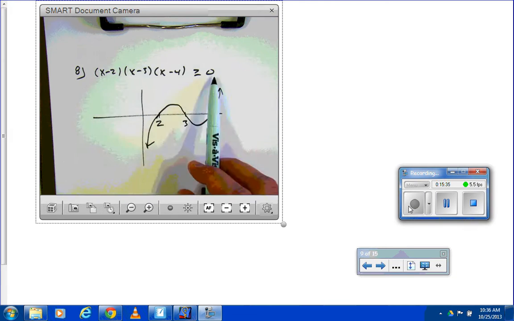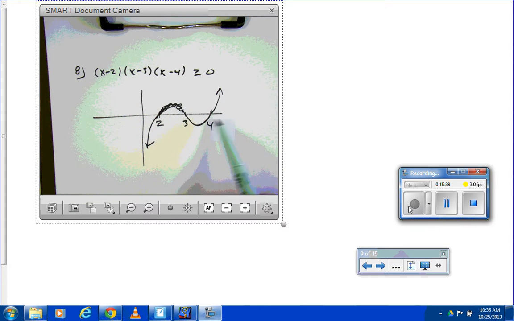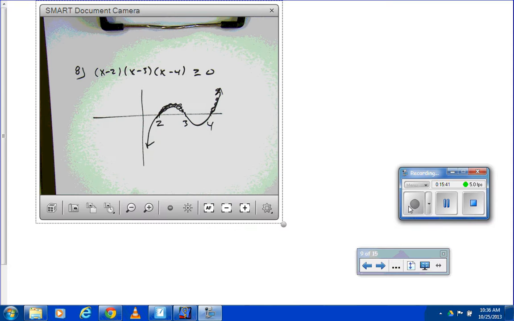Now, greater than or equal to 0, we're looking for the pieces that go above. So it's going to be these two pieces. Now we're in between 2 and 3. Be inclusive.